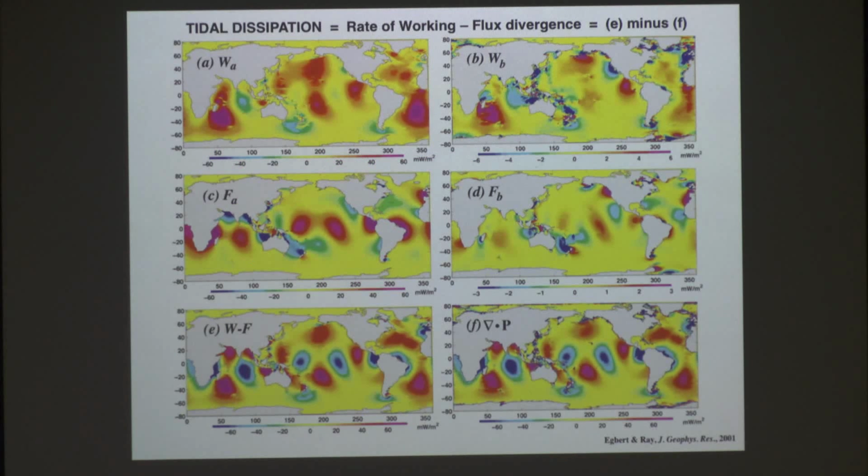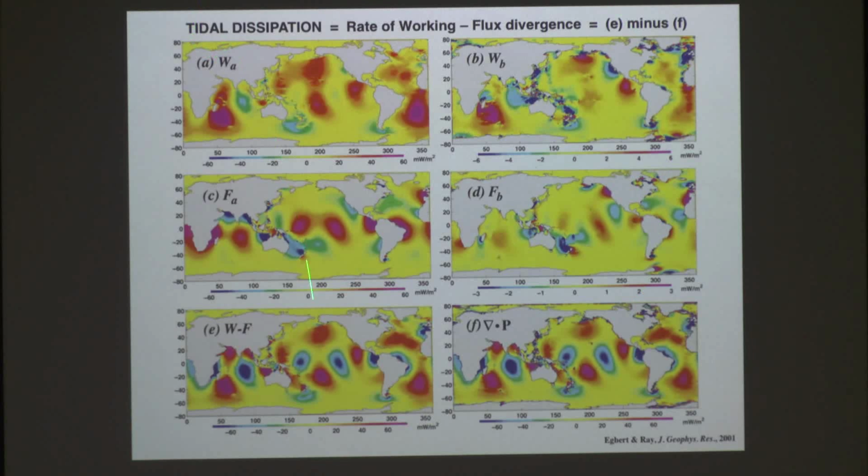This is the rate of mechanical working on the ocean tide caused by the body tide, so it's kind of a flux from the sea floor to the tide. And this is the same thing from the load tide, which is a lot smaller. So the color bar is a lot smaller than this one. So you take these four things here, those four panels, you add them together, that's the total rate of working on the ocean tide. We want to subtract off the flux divergence from those currents, that's this.